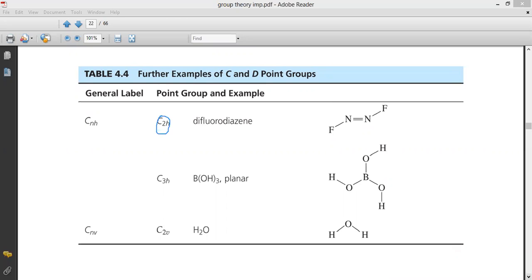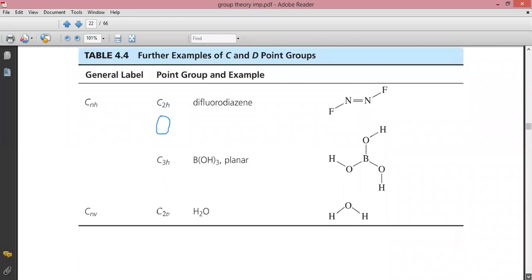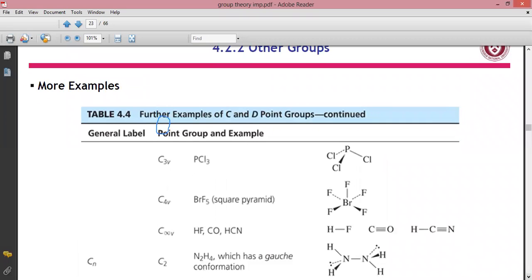Similarly, in case of the CnV point group, the water molecule is the example of C2v. And similarly, if you see all these C3v, PCl3 has a point group similar to that of NH3, and it has a point group of C3v.